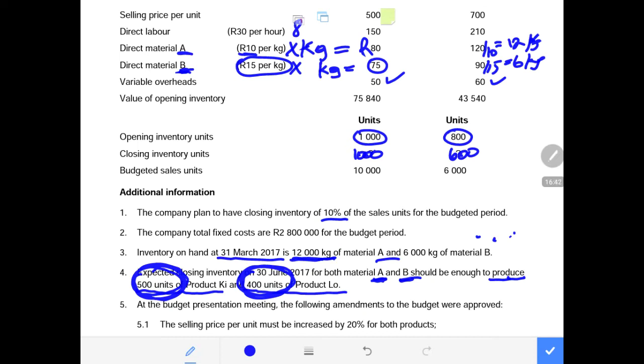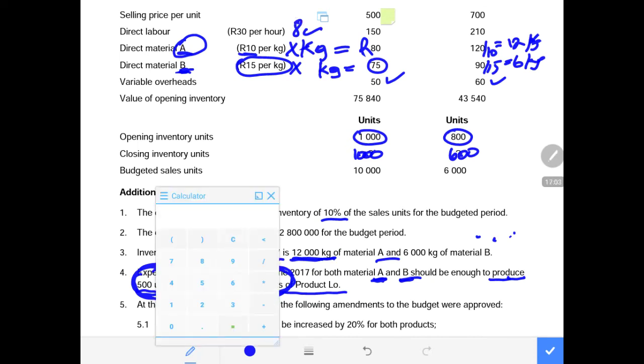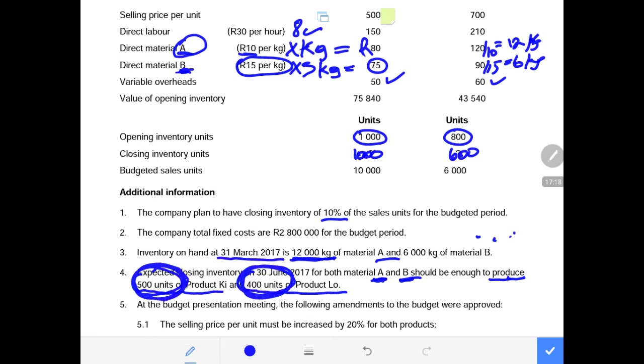We know that when it comes to material A, we require 8 kgs for material A, and for material B we required how many kgs? Let me just verify that, but I calculated it before. For material B, it was 75 divided by 15, then that was 5, meaning we needed 5 kgs. So now to complete 1 unit, it is 5 kgs for product KI. Then now we have done for product LO.